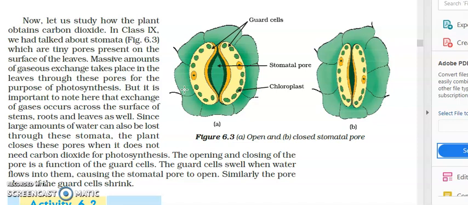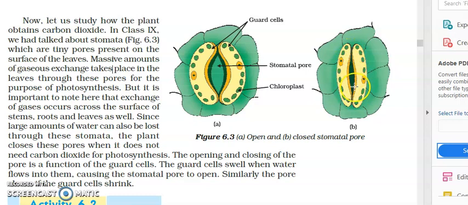But when the pore has to close, to avoid excessive loss of water due to transpiration, the guard cells will lose water to the surrounding epidermal cells, or the subsidiary cells actually, and they will shrink or become flaccid, F-L-A-C-C-I-D, and the pore will be reduced to a slit.